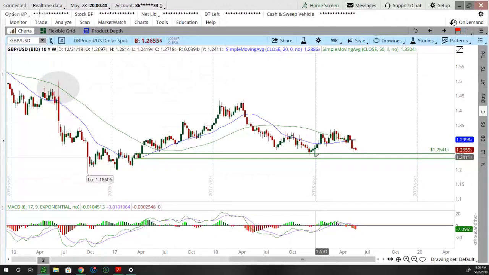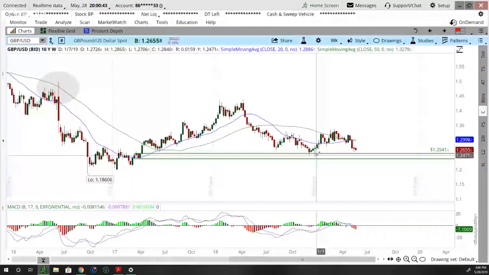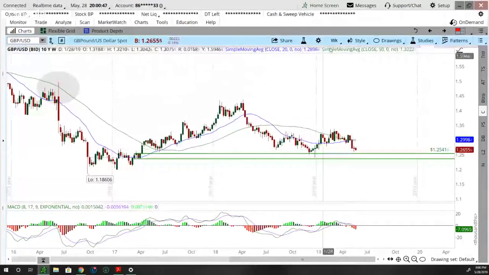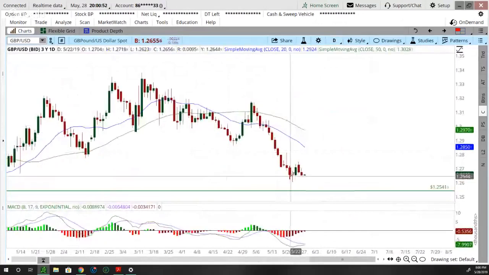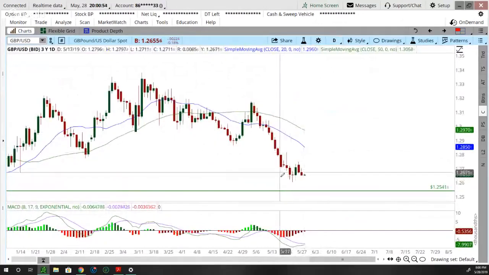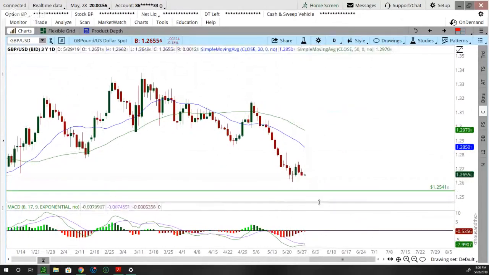I think it would probably fill and frankly continue to blow through. My overall outlook is definitely more bearish than it is bullish. And frankly, it looks like it's setting up for a potential breakout to a breakdown from that zone.